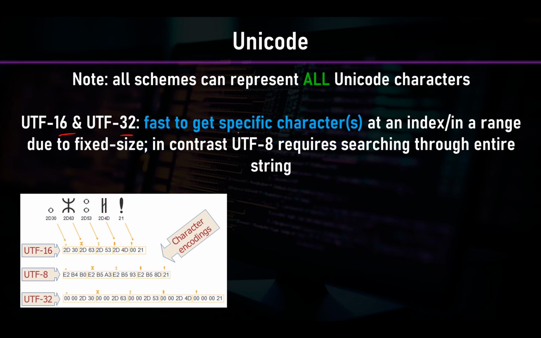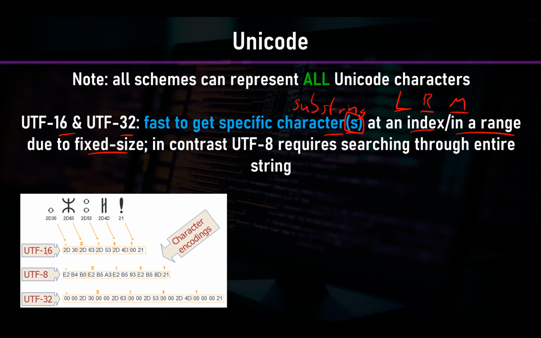Well, the advantage is that it's fast to get specific characters, or a group of characters, which we can also call a substring. In A level pseudocode, that's the left function, the right function, and the mid function. If we want to get a specific character at an index, or in a range, then because of the fixed size, it's going to be easy.